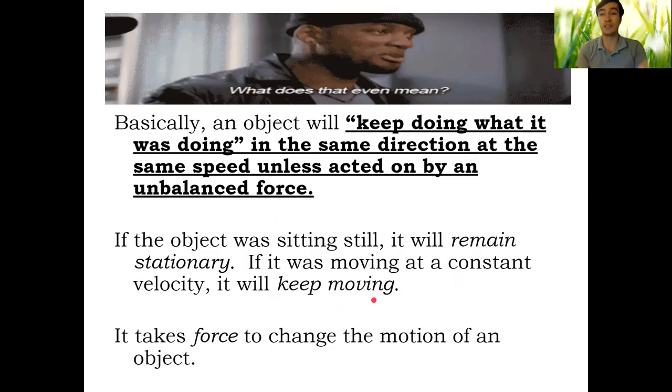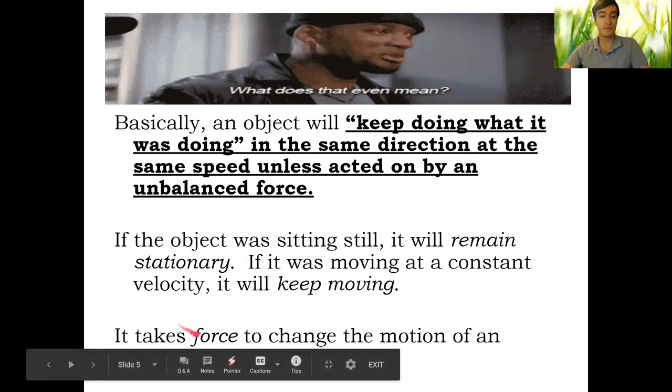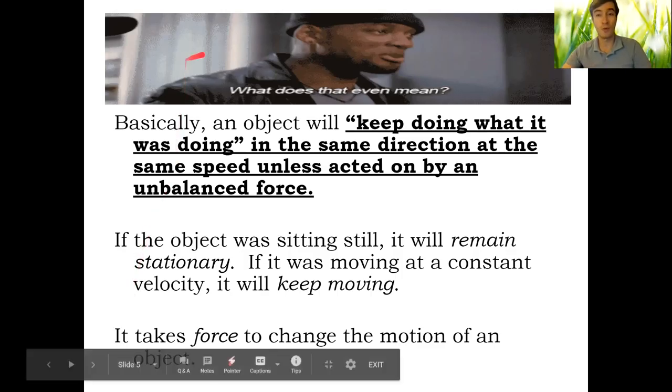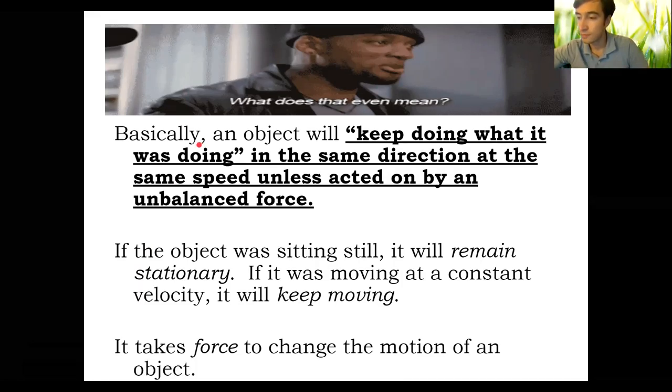So if an object is at rest, sitting still, it's going to remain sitting still unless something happens to it. If an object is moving, it's going to keep moving at that exact same speed unless something happens to it. So it takes exerting a force in order to change the motion of an object, to speed something up or slow it down or make it change direction or move it from where it is. That requires force. That's what the first law is all about. We have to have some sort of force exerted on an object in order to get it to change its movement.